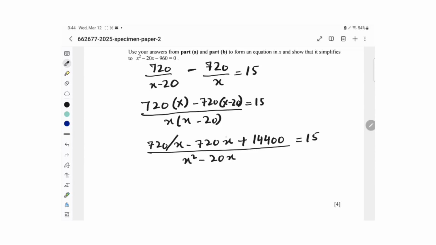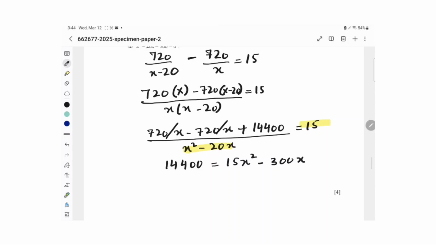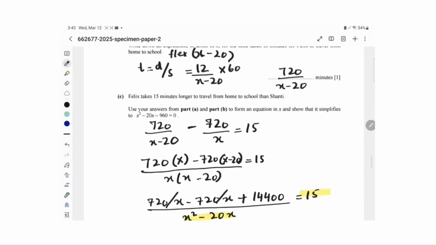It becomes 14,400 is equal to 15x squared minus 300x, where I multiplied 15 by 20 to get 300x. Now make the equation: 15x squared minus 300x minus 14,400 is equal to 0. To simplify, we divide by 15 every term, so we get x squared minus 20x minus 960.